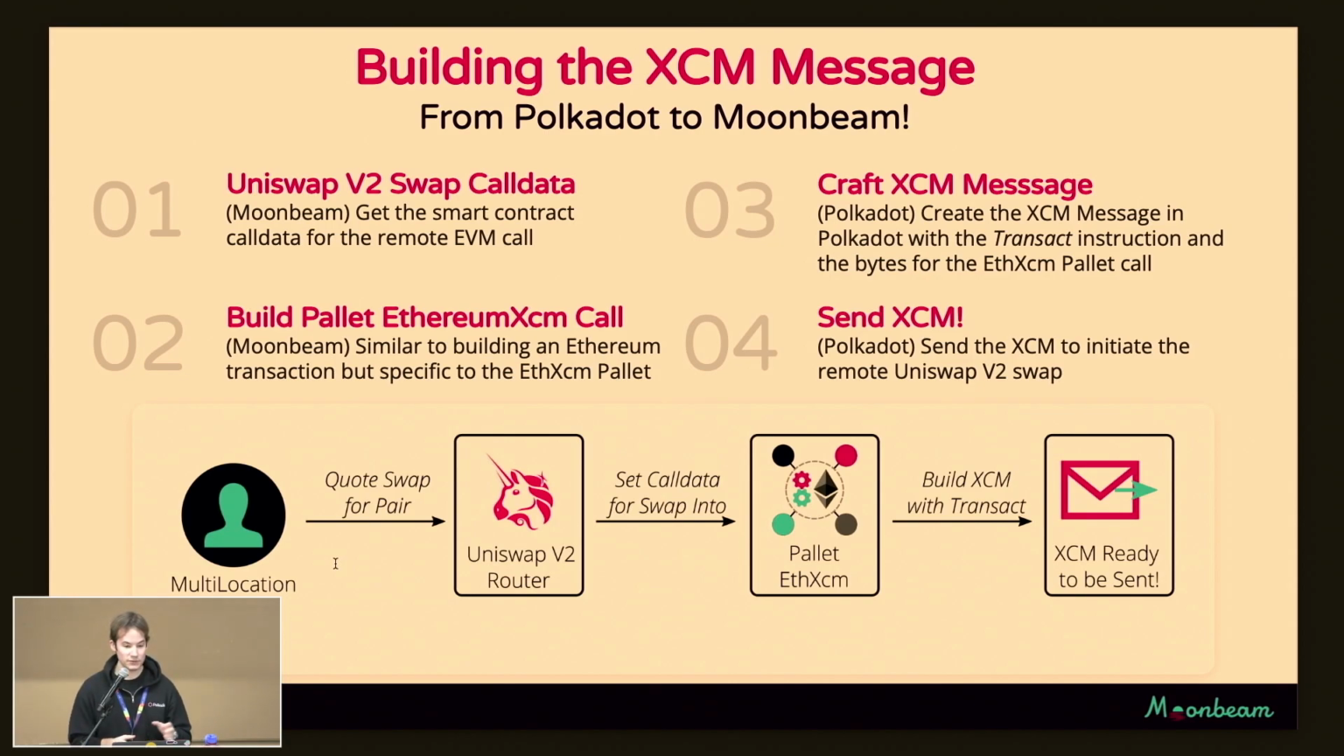And so we're going to have to include a bunch of parameters: where the message is going, how much gas, which would be in the Ethereum XCM call. And we're also going to include a weight and different things like that. And finally, we're going to send it. And once we send it, we'll be able to look at it later, and it'll look just like a normal EVM transaction.